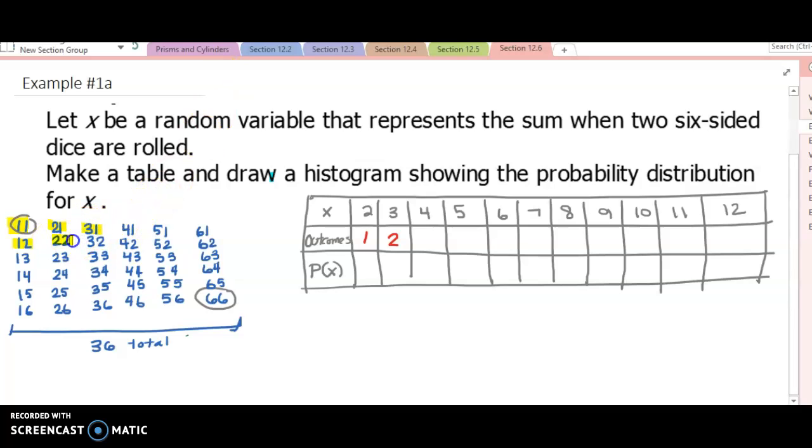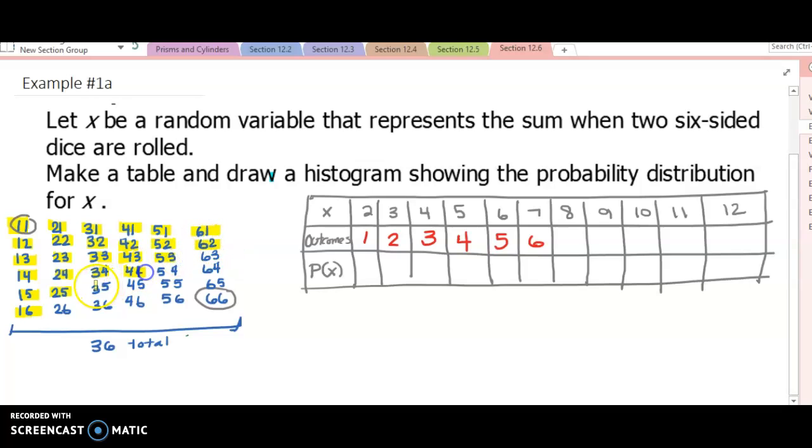There's 1, 2, 3 ways I can roll a 4. 1, 2, 3, 4 ways I can roll a 5. 1, 2, 3, 4, 5 ways I can roll a 6. 1, 2, 3, 4, 5, 6 ways I can roll a 7.